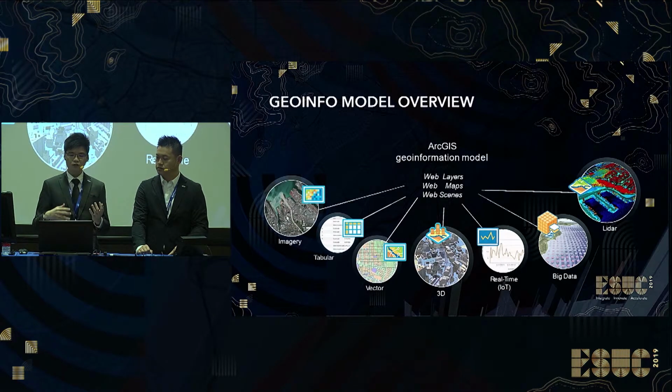So we have the geo information model, which is the higher level of abstraction on top of the many different service types and data types that we support within ArcGIS. So we refer to data at this higher level as web layers used within web maps. So let's think of these web layers, web maps, and web scenes as essentially your configuration files for all of your web applications.